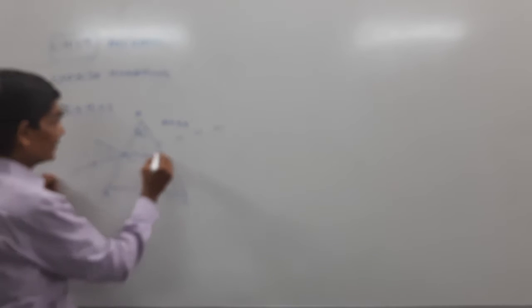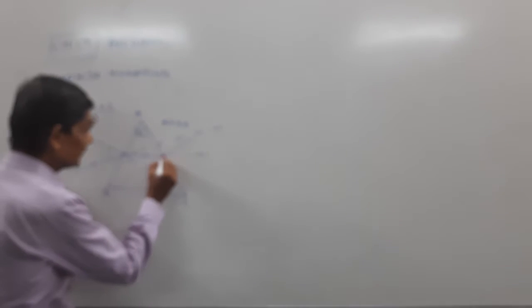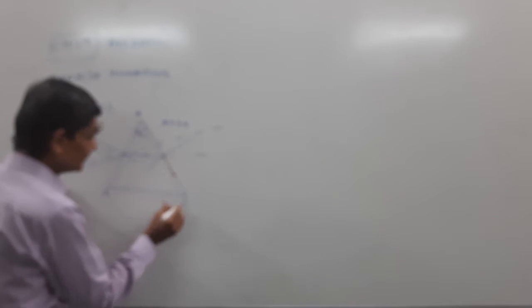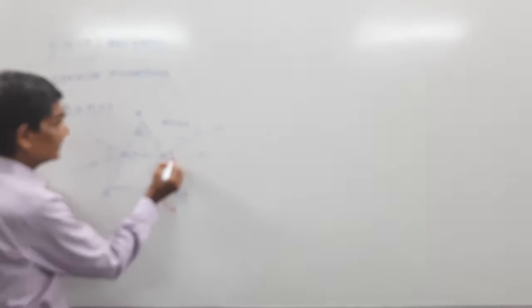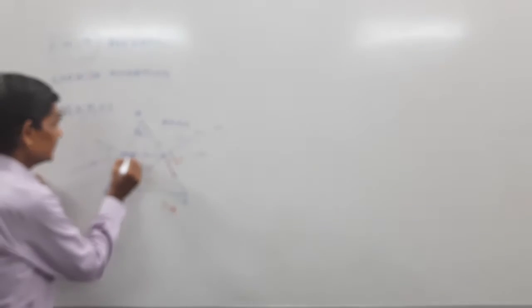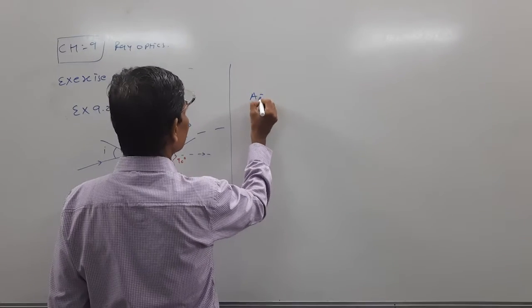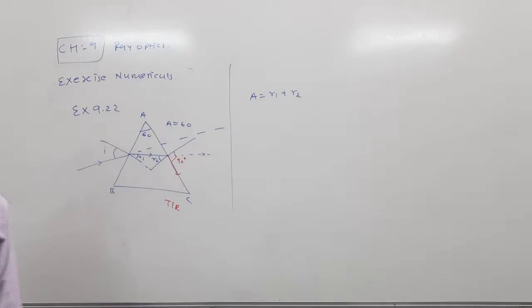Again, this is a normal to the surface AC. It has to go in this direction, but the question says that it suffers total internal reflection. So if it is TIR, then the angle of refraction for the surface will be 90 degrees. We have to find the angle of incidence for the given condition. Earlier in the theory part we saw the first angle is r1 and the second angle is r2, and A is equal to r1 plus r2.